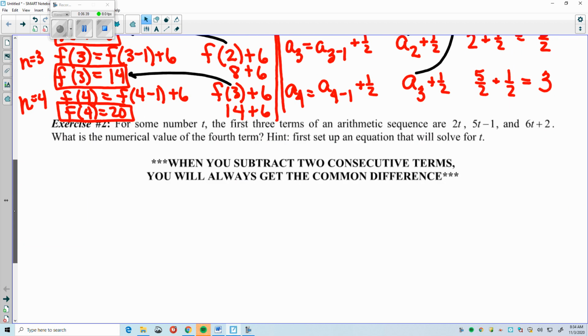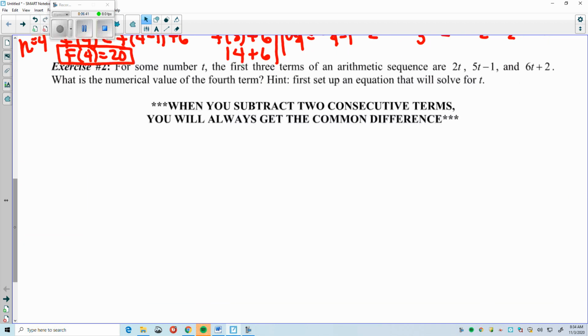Okay. So for some number t, the first 3 terms of an arithmetic sequence are defined. It says, what is the numerical value for the fourth term? So the first step we have to do is we have to set up some sort of an equation. And here's another kind of big hint. When you subtract 2 consecutive terms, you will always get the common difference. Okay, so if I subtract 2 consecutive terms, keep in mind these are listed in order. The first term, the second term, the third term.